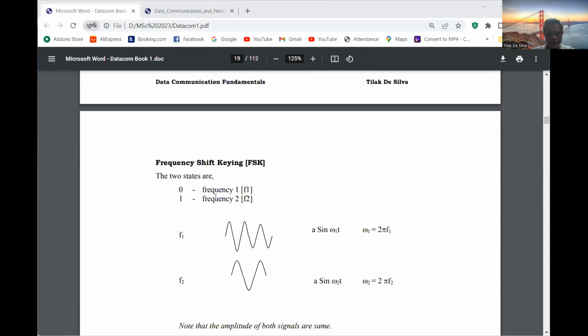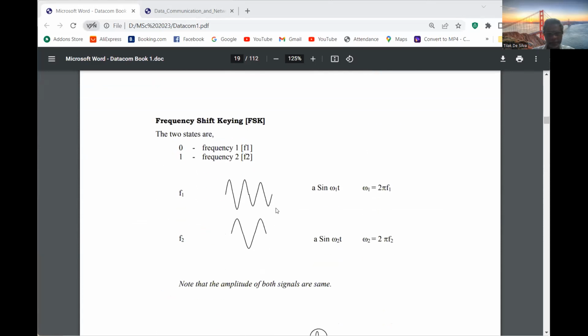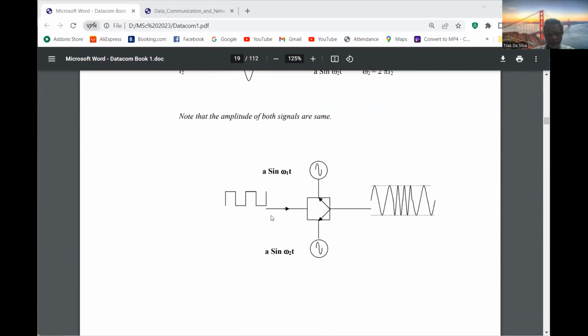Then in frequency shifting, the frequency is changing. There are two frequency signals, F1 and F2. If it is 1, maybe it goes to the high frequency, and if it is 0, the low frequency, or vice versa. You can see the output signal has the low frequency and the high frequency. This is called frequency shift keying, FSK.